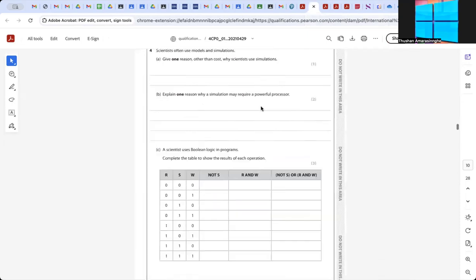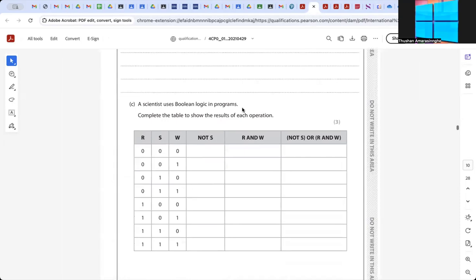So another example is here. They have given the three columns. If you check, the pattern is the same: four zeros, four ones, two zeros, two ones, two zeros, two ones, then 0, 1. Then you can easily do not S. Not S means the opposite of the S column.